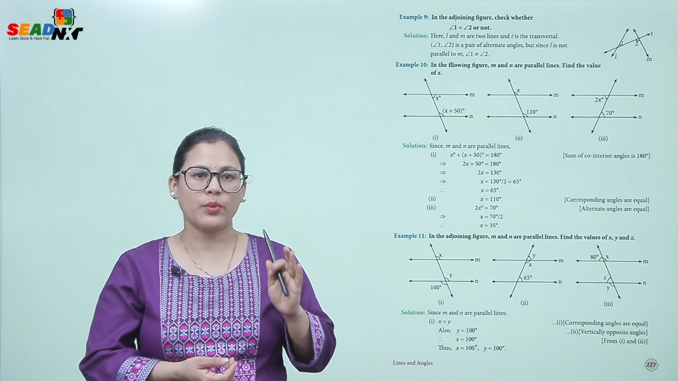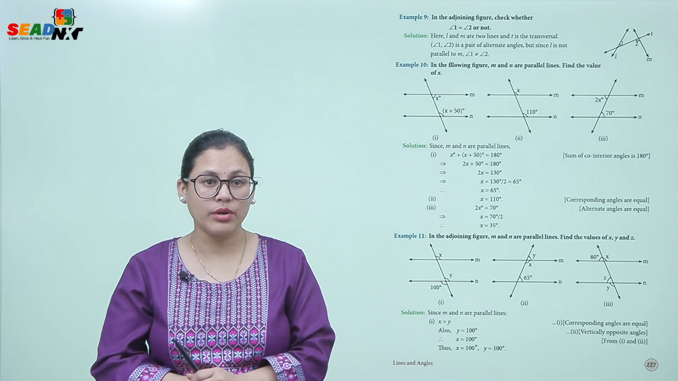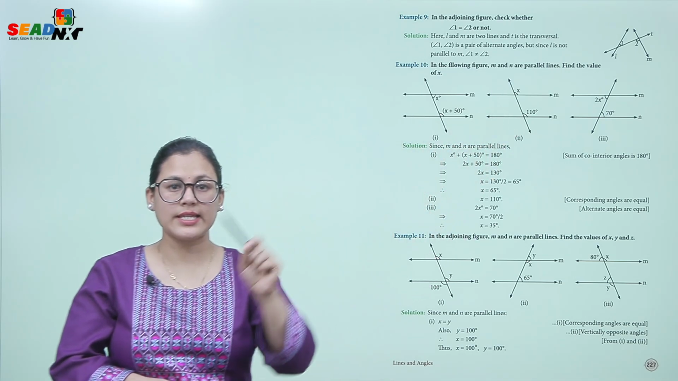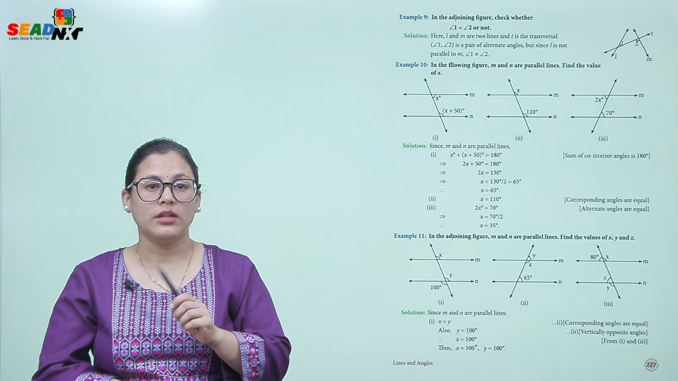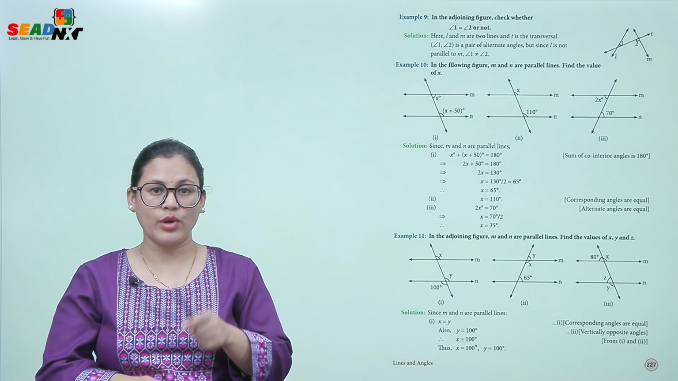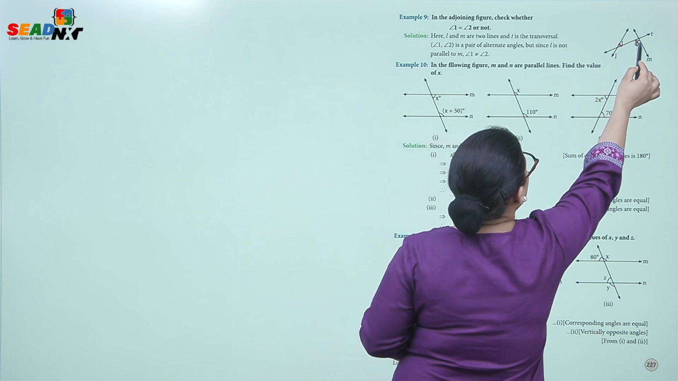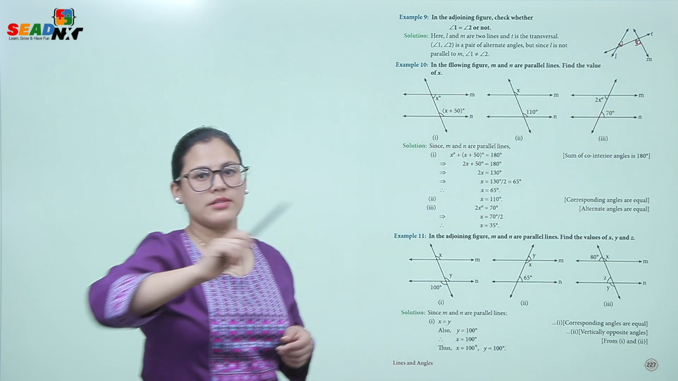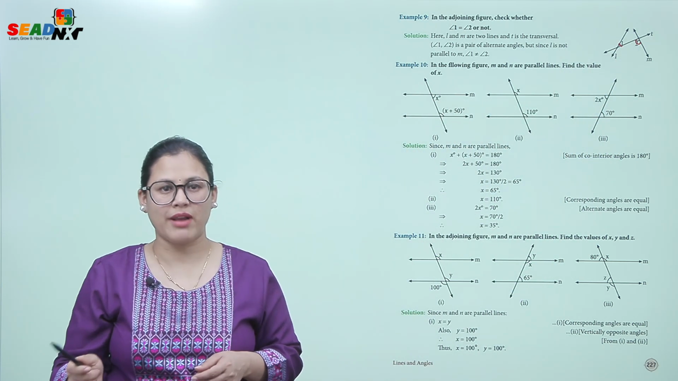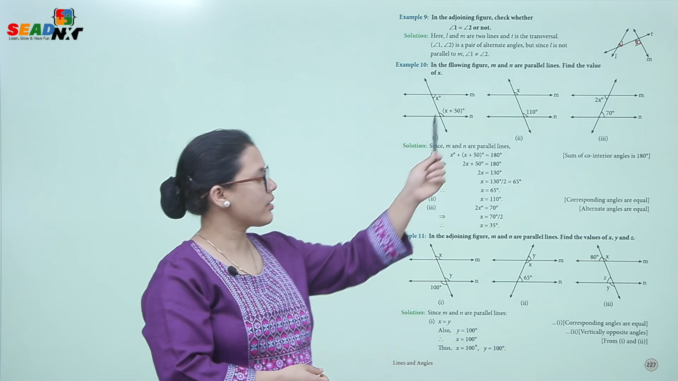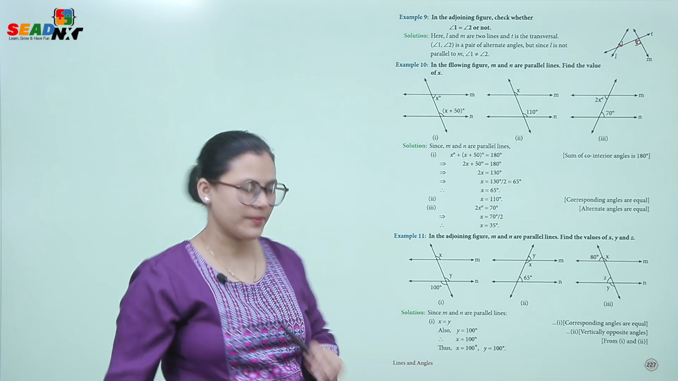In the adjoining figure, check whether angle 1 is equal to angle 2 or not. So see, here L and M are two lines and T is the transversal. So angle 1 and angle 2 are a pair of alternate angles. But since L is not parallel to M, angle 1 is not equal to angle 2. So these two angles are not equal.